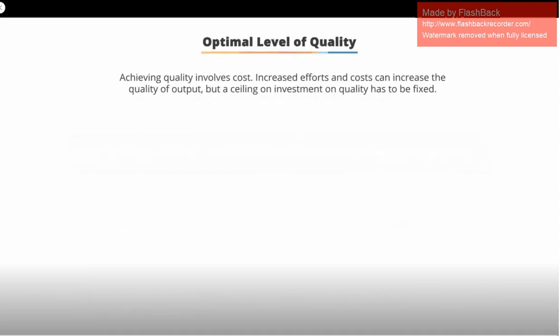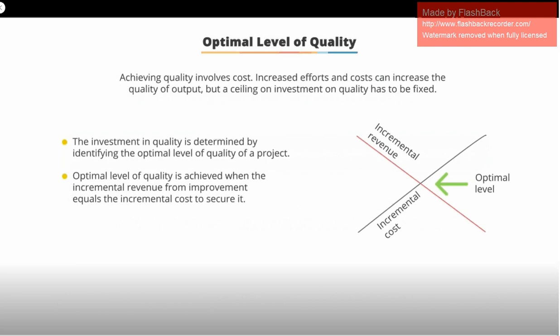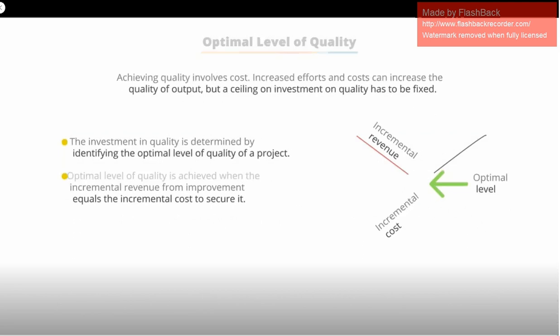Quality comes at a cost. The more effort put into quality will give better results. However, you cannot keep on investing on increasing quality, as there's no limit to how much a product can be improved. Investment in quality is determined by knowing the optimal level of quality. Optimal level of quality, as shown in the diagram, is said to be achieved at the point where the incremental revenue from improvement equals the incremental cost to secure it.